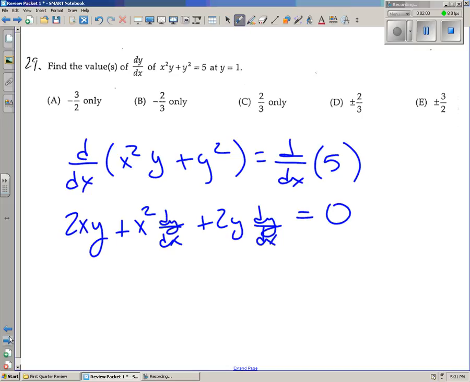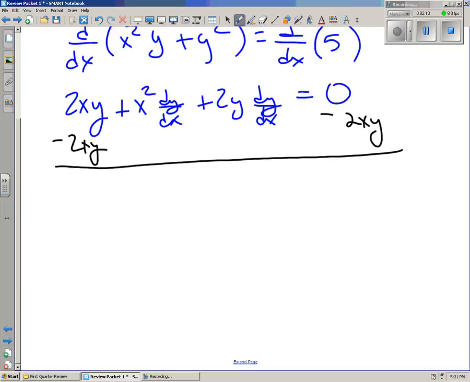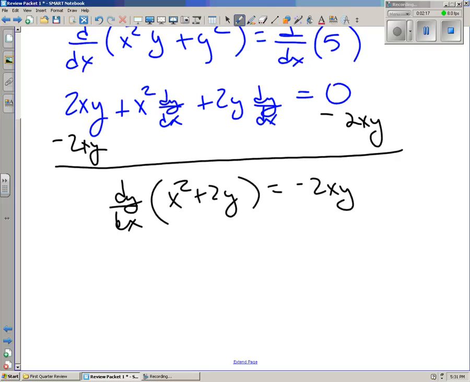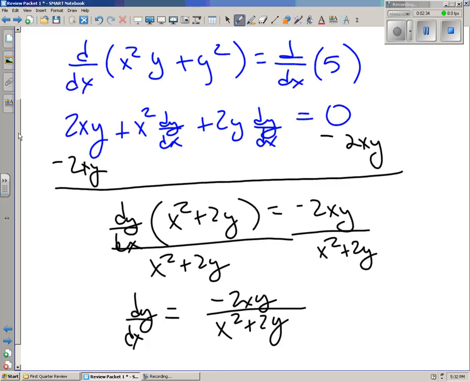I'll move over the 2xy term. And so we'll get, and I'll factor out in one step, we could probably do that on this one. So we get dy over dx, x squared plus 2y equals -2xy, divided by x squared plus 2y. And so dy over dx is -2xy over x squared plus 2y.